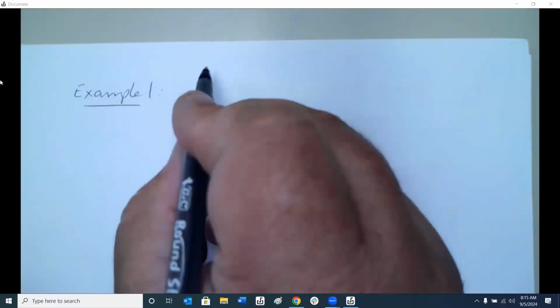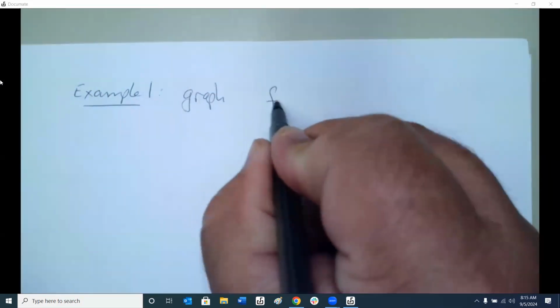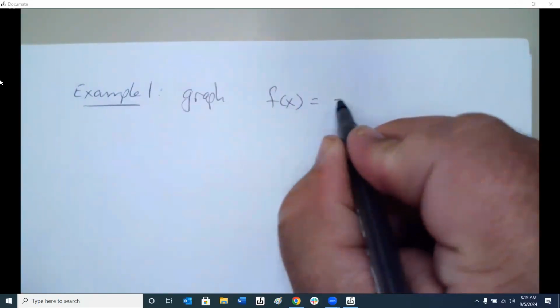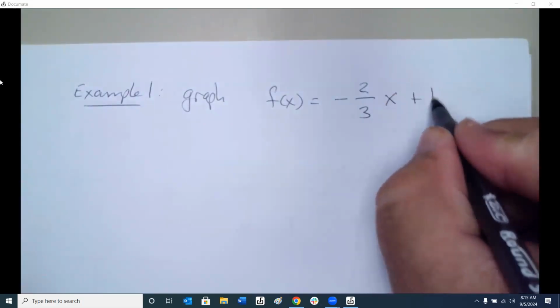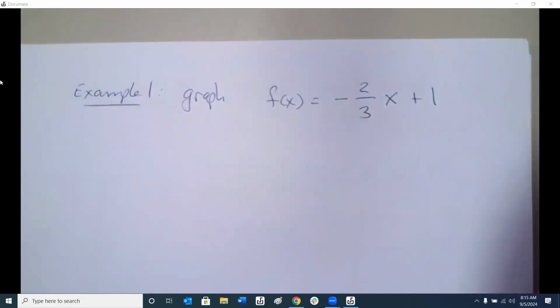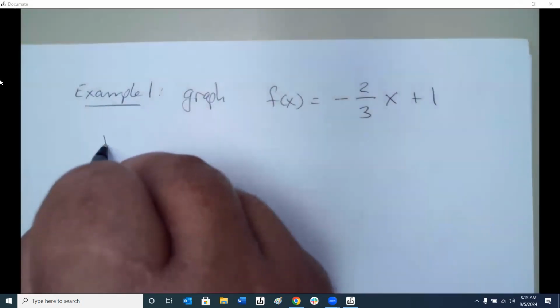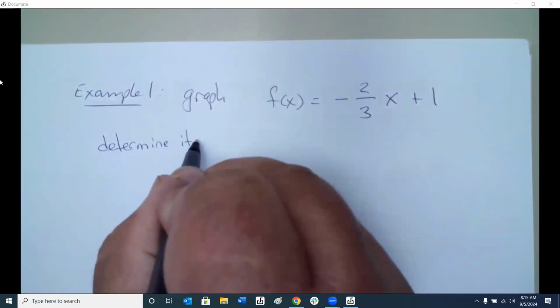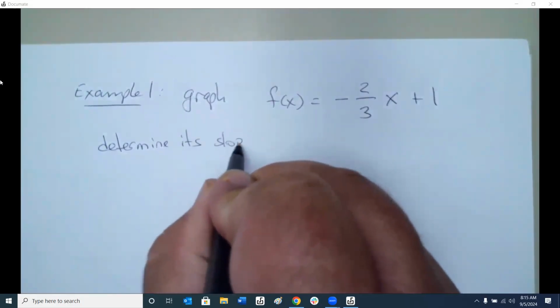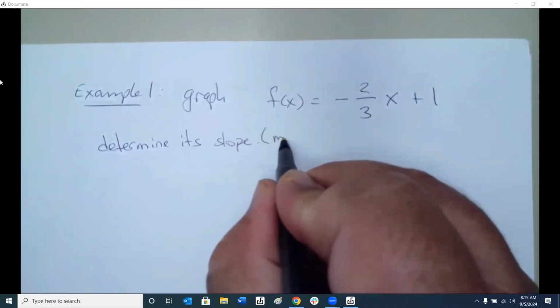Okay, so let's look at example 1. Graph the function f of x equals negative 2/3 x plus 1. And then determine its slope. And that's what m is.